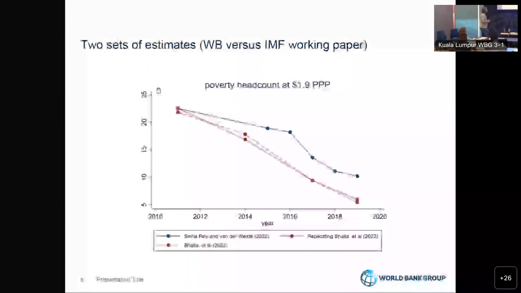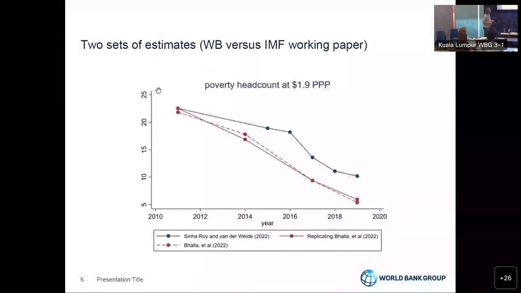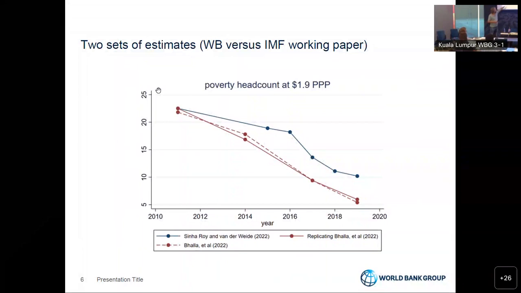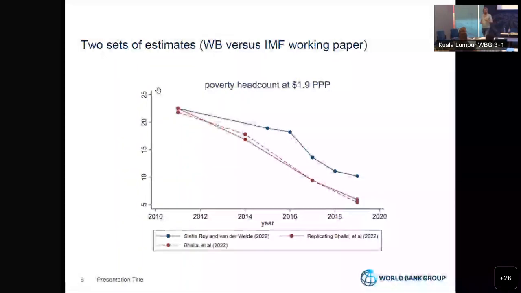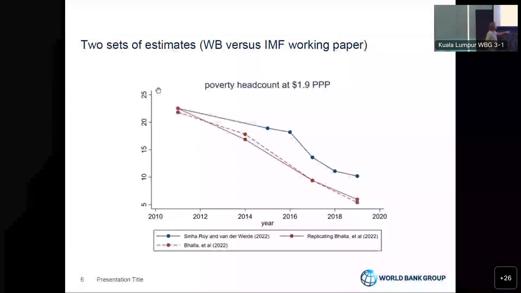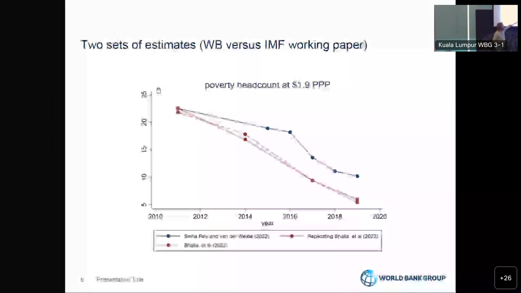Anyway, so I just gave you a flavor of the results. I'll give you a preview. The blue line is the study between myself and my co-author. My co-author is Sutirtha Roy, and so this is me.